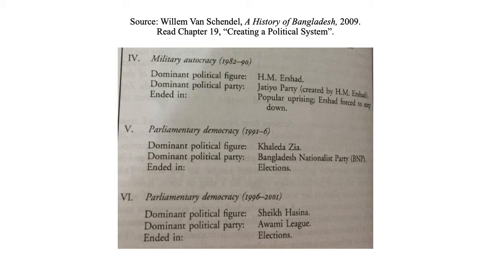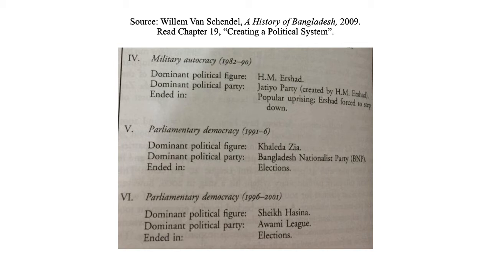In this slide, William Van Schendel discusses the subsequent political phases of Bangladesh. So, number 4 was military autocracy from 1982 to 1990. The dominant political figure was Hussein Mohammad Ershad. Dominant political party was Jatiyo Party, created by Hussein Mohammad Ershad. But in 1990, through a popular uprising, Ershad was forced to step down.